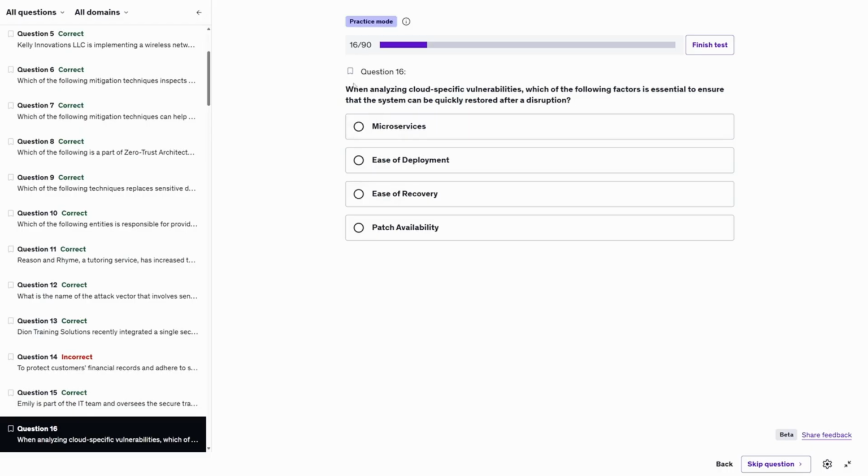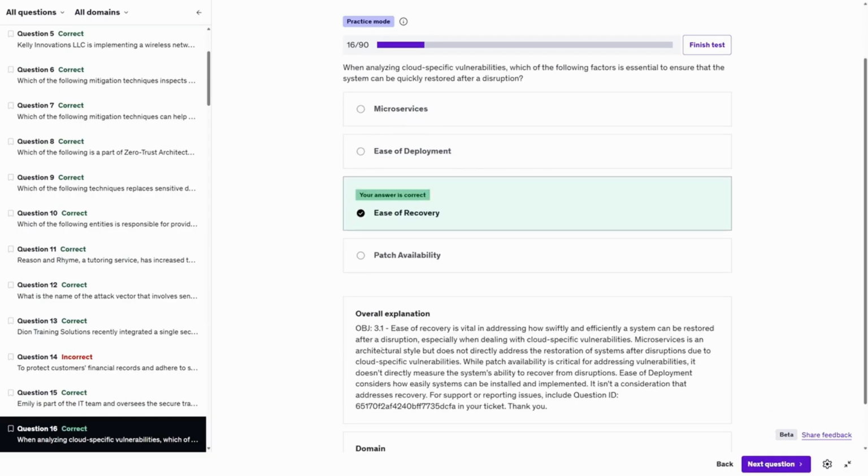All right, question 16. When analyzing cloud-specific vulnerabilities, which of the following factors is essential to ensure that the system can be quickly restored after a disruption? This one is also kind of one of those answers that is in the name, and that is ease of recovery. Ease of recovery is vital in addressing how swiftly and efficiently a system can be restored after a disruption, especially when dealing with cloud-specific vulnerabilities.